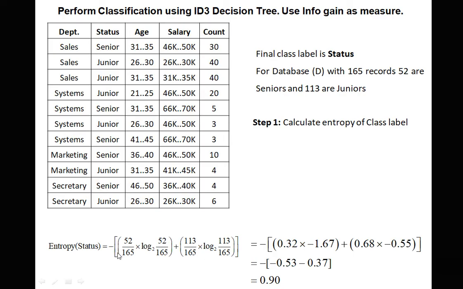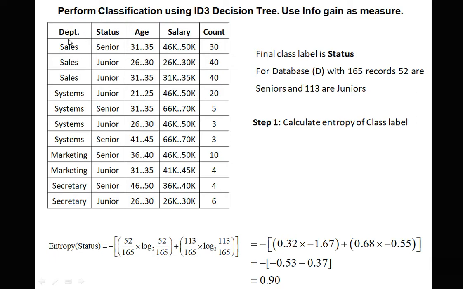So we use the formula of entropy with the probabilities of both classes, their summation, and the negative sign outside, and after the calculation we get the answer 0.90. So 0.90 is the entropy of status. Now in the next step we need to calculate the entropy for each attribute. The attributes are department, age and salary.